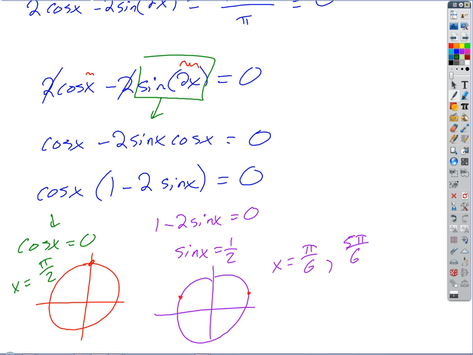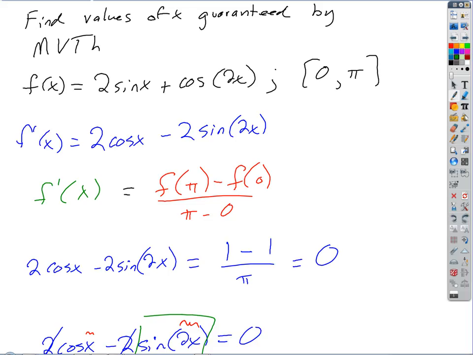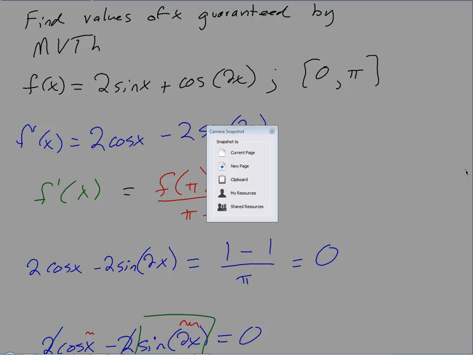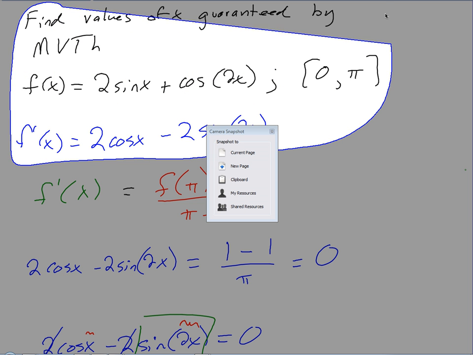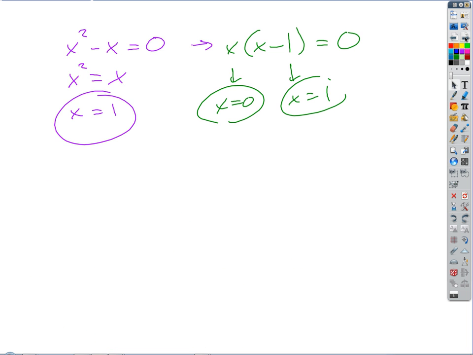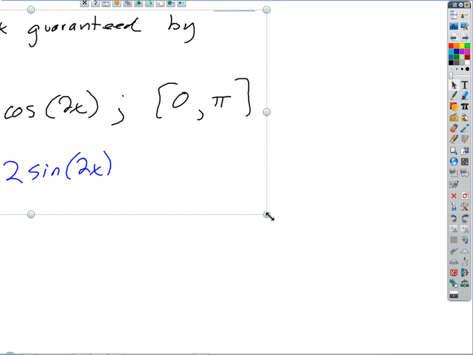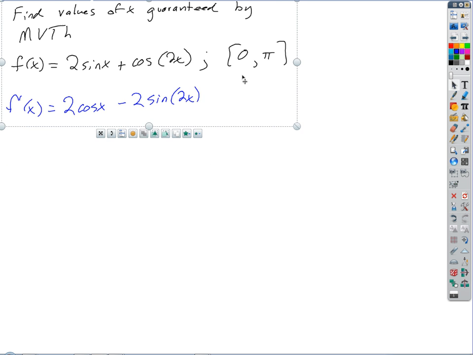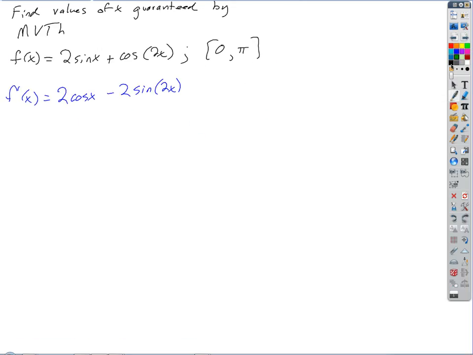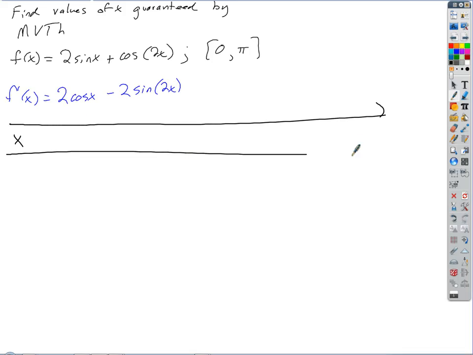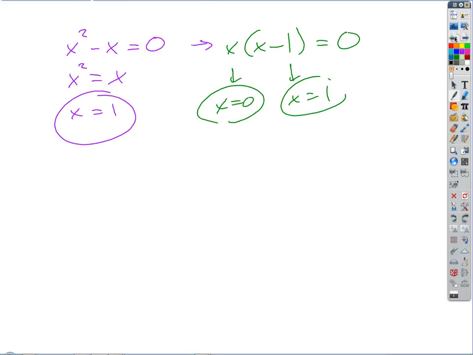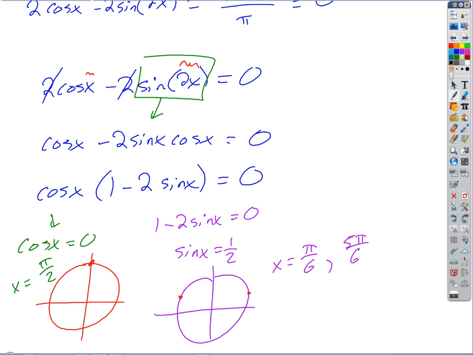And so when I make my table, actually, never mind. No table. We don't need a table. We're just doing mean value theorem. We don't have to go any further. Our answers were pi over 6, pi over 2, 5 pi over 6.